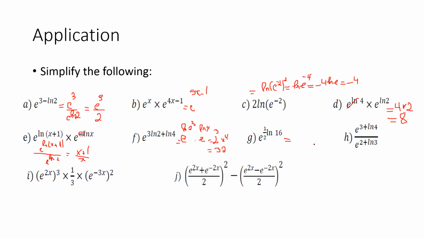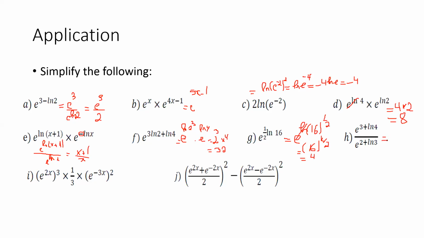G. How much it will give in G? Yeah, simple. How much it will give? 4. كيف لها 4؟ أول شيء e to the ln 16 to the power half. ال e will ln بصير 16 to the power half، يعني radical 16 equal 4.